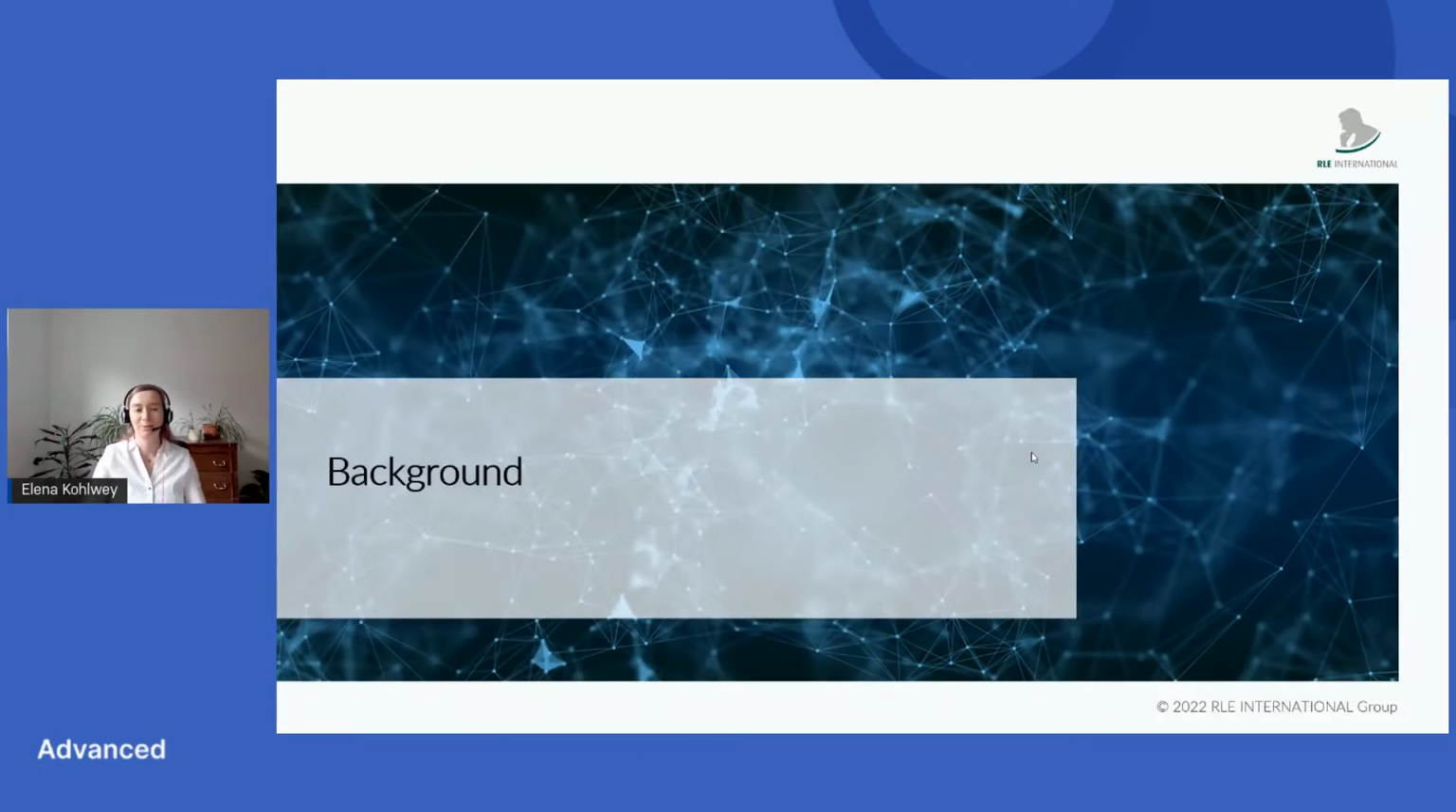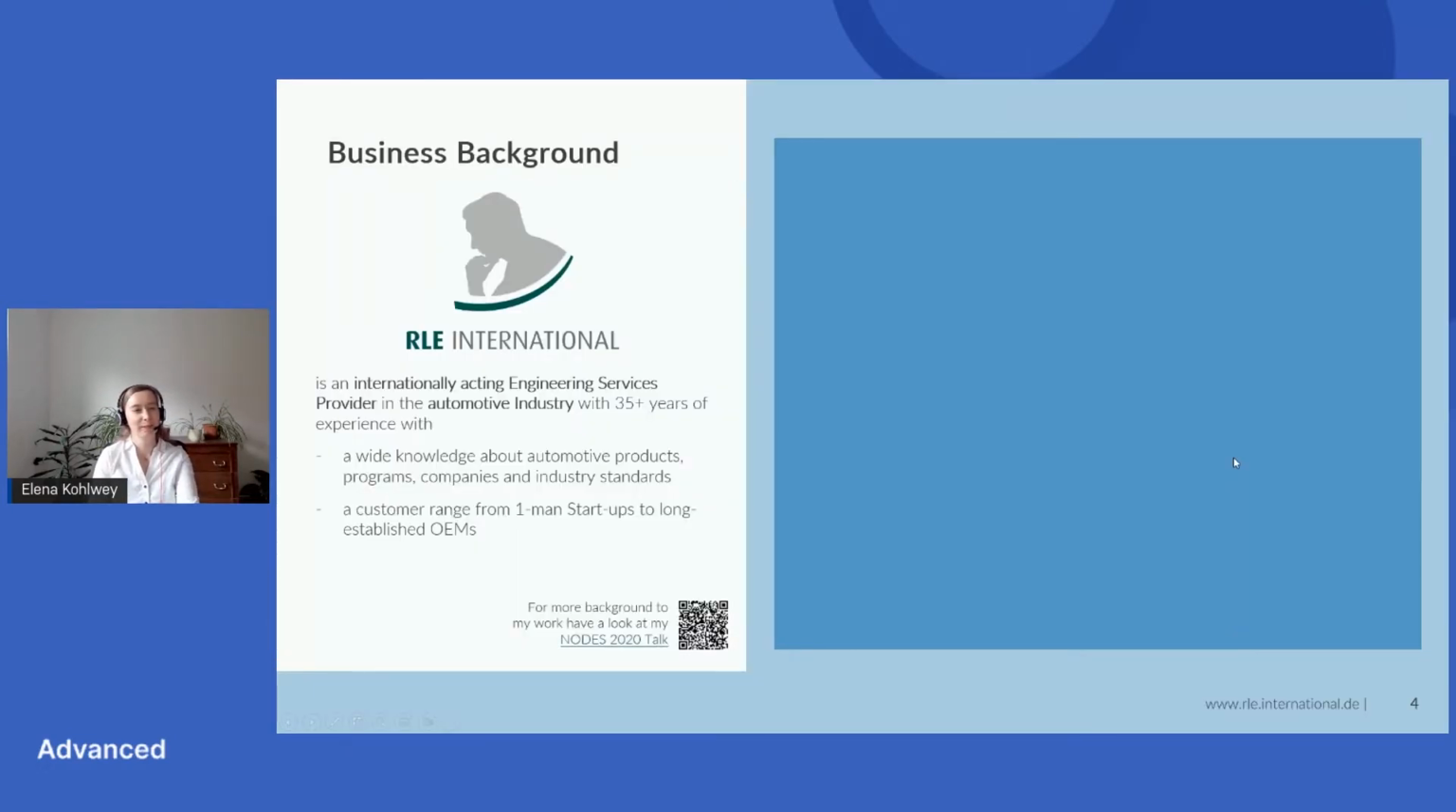So let me start with giving you some background. Just a quick big business background. As I said, I'm working at RLE International, which is an internationally acting engineering services provider working in the automotive industry. It has already a long history, so it's 35 plus years old. And we have experience with a wide range of customers on the one hand, and of course also a wide range of products and programs and companies. So there's a lot of knowledge in the heads of our employees, and this is what we're working with. If you want to know more about the background to the work that I really do, there's also a NODES2020 talk that you can look into if you want to.